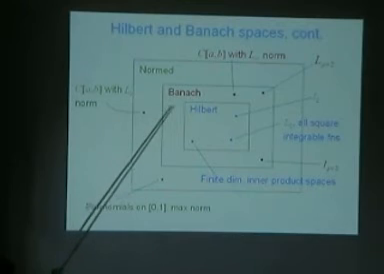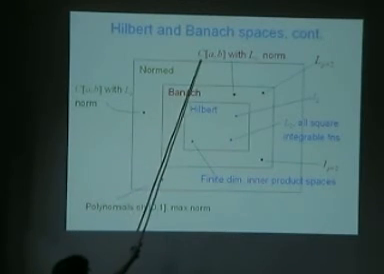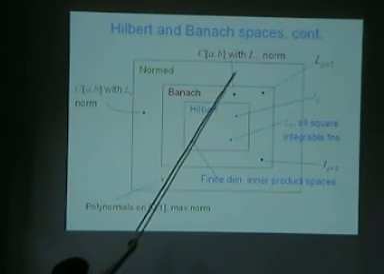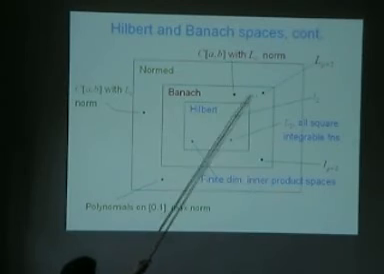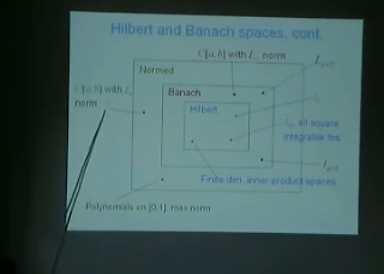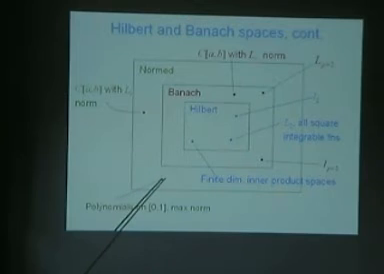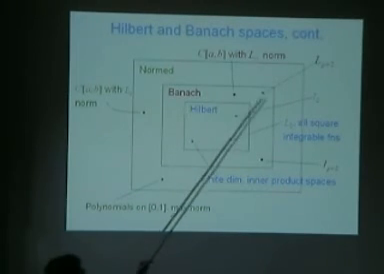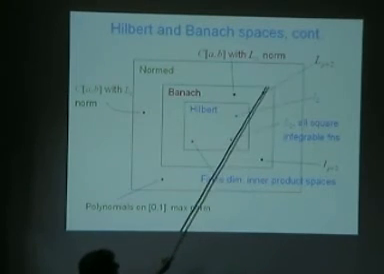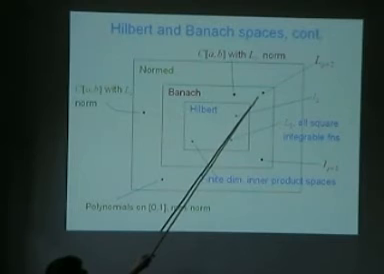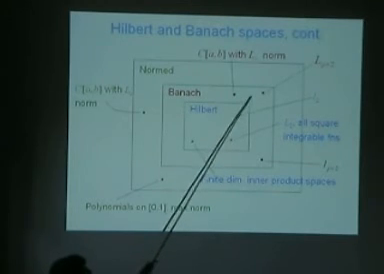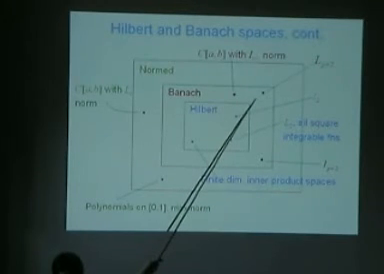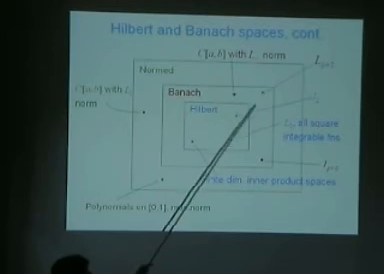I've shown you that continuous functions with the L infinity norm are okay, but not with the L2 norm. But this is still a normed space. Polynomials on 0 to 1 are not complete. And finally, for L^p with p not equal to 2, we just proved that there's no inner product, so they can't be Hilbert spaces. But they are Banach spaces, because they're normed vector spaces. In fact, they're complete ones.